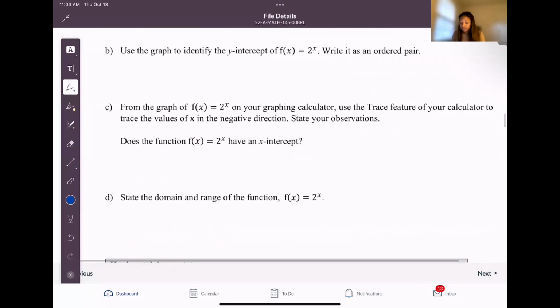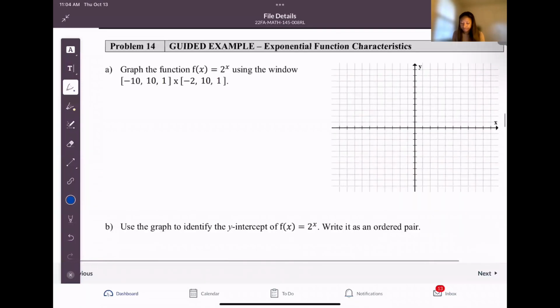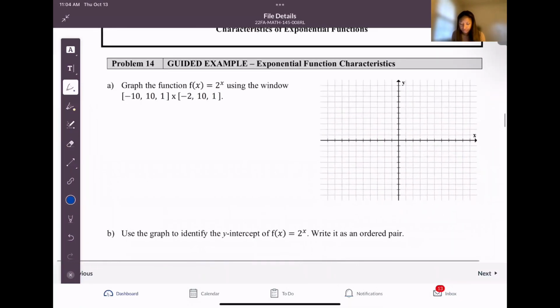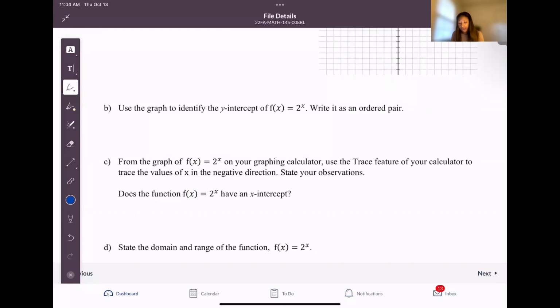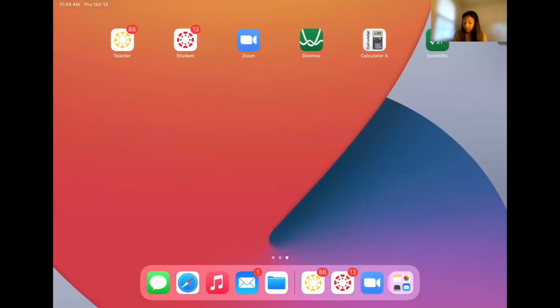All right, for 14, we're asked to graph 2 to the x. So graph the function 2 to the x using the window -10 to 10, -2 to 10, and 1. You could do this on your calculator. Then use the graph to identify the y-intercept, and write it as an ordered pair. And then from the graph and the trace feature, trace what's happening as we go to -infinity. We'll do that on Desmos.